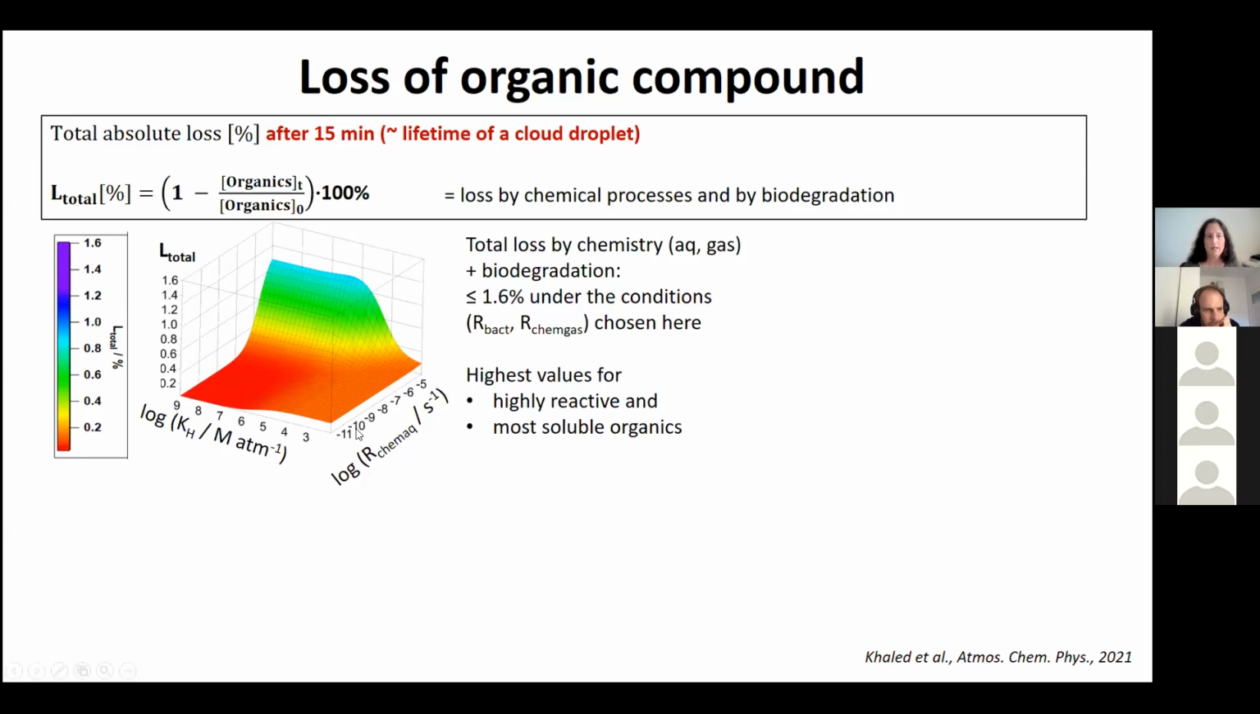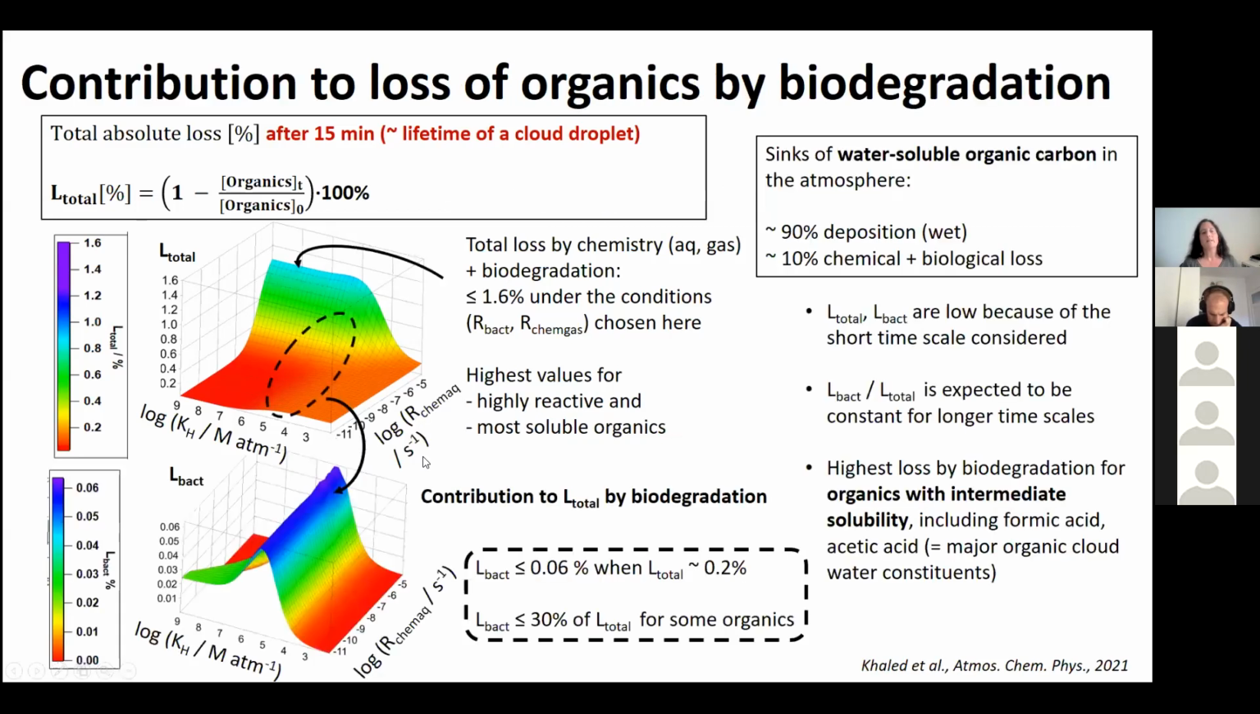So it's very small. But what you can see here is, on the one axis, the chemical reactivity in the aqueous phase. On the other axis is the Henry's law constant, which is a measure of the solubility. And it's exactly what I would expect: if the reactivity is very high and the solubility is very high, a compound is very efficiently consumed. So now this is a total loss, chemical plus biological. If we now look at the fraction of biological processes, we get the bottom figure.